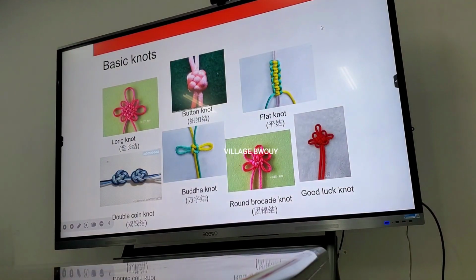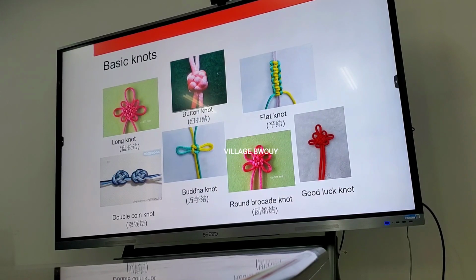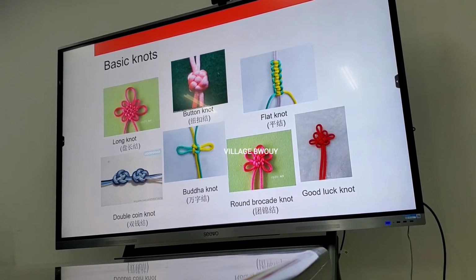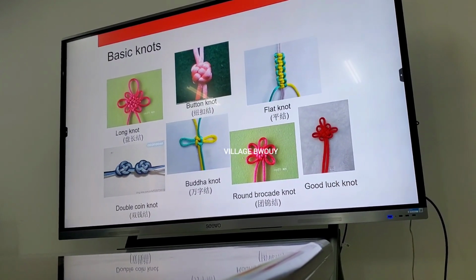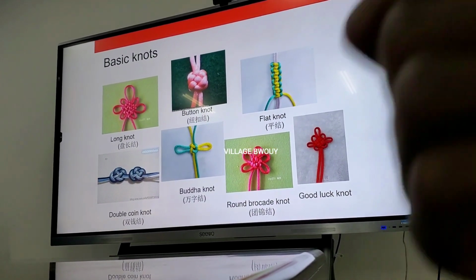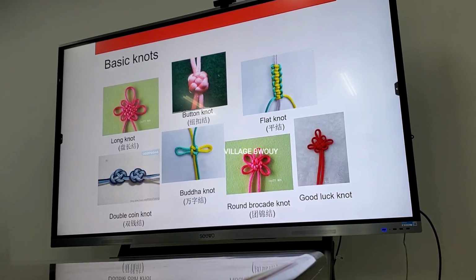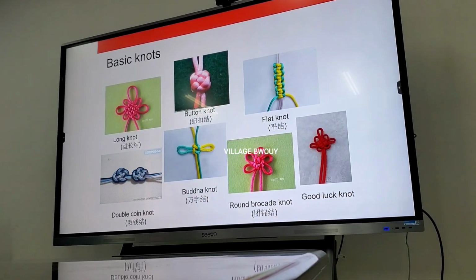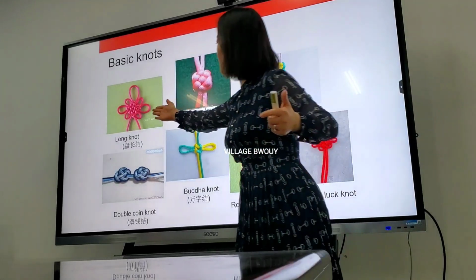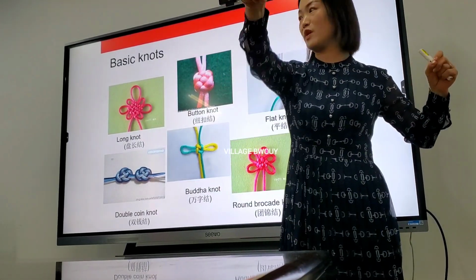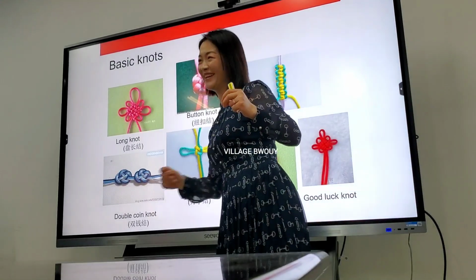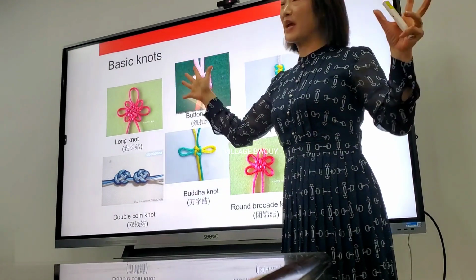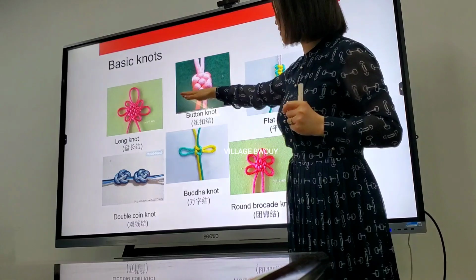Okay, so this is called the long knot, and these are also named by their specific forms and patterns. And this one is called a long knot, and it's made by just one thread. I'll show you in my box, and it's kind of complicated, right? It's made by a very long thread, so it's called a long knot.